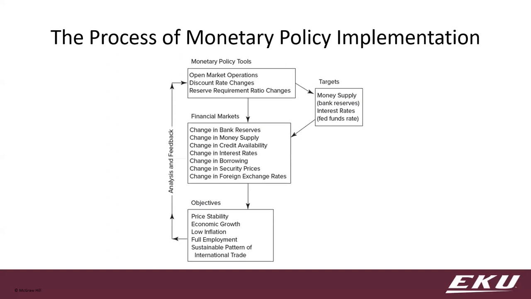Once we have that and start seeing what the results are, then we go back and say, oh, maybe we need to do it some more. Maybe we need to cut back. They're constantly monitoring these things because it can take a while for changes to show. Also, they're not exact tools, like we were talking about, particularly with the discount rate and how difficult that can be. But they try to use these tools in combination to hit those targets.